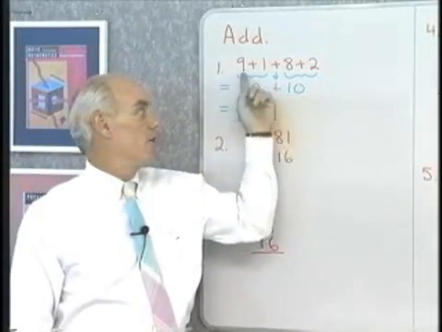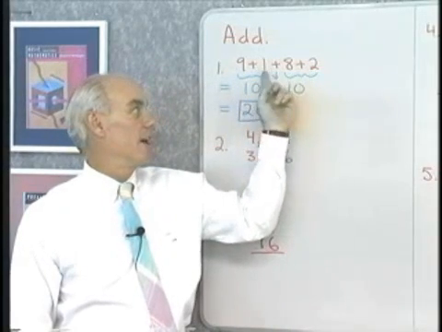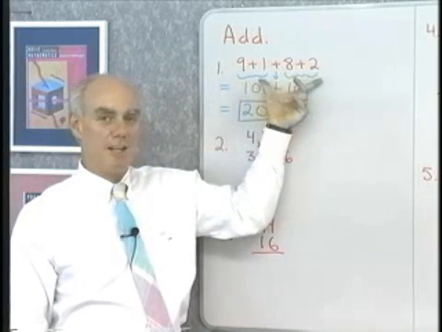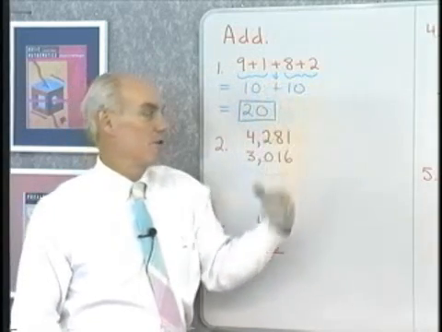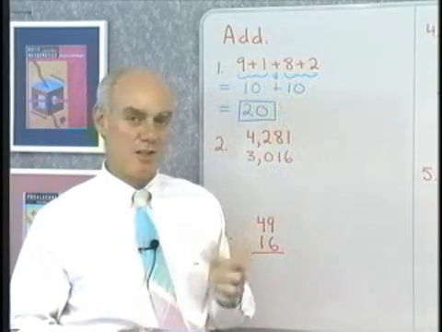If I wanted to, I also could have added the 9 and the 2 together, and then to what I get there, add the 1 and the 8. Or I could add 9 and 1, then to that add 8, and then to that add 2. So the commutative and associative properties tell us that we can add and regroup in any order we want as long as it's all addition.